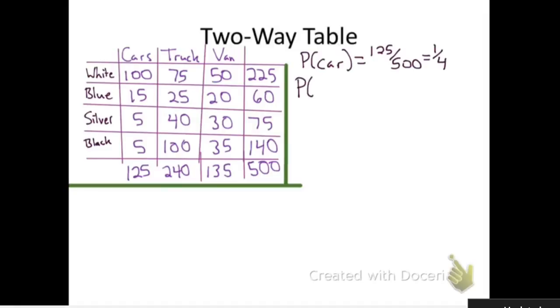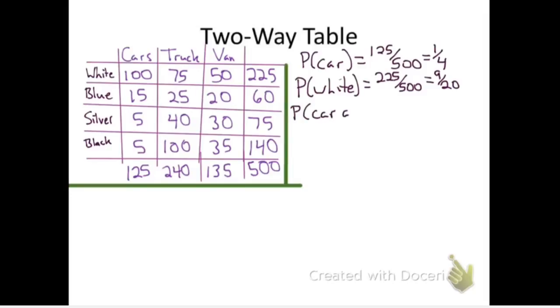If I then said, well, what about the probability I have a white car, or a white vehicle, I should say. Probability it's white. I'm going to add up all of this column, and I get 225 over 500. And this becomes 9 over 20. Now, let's start putting these together. What if I said the probability it's a car and it's white?